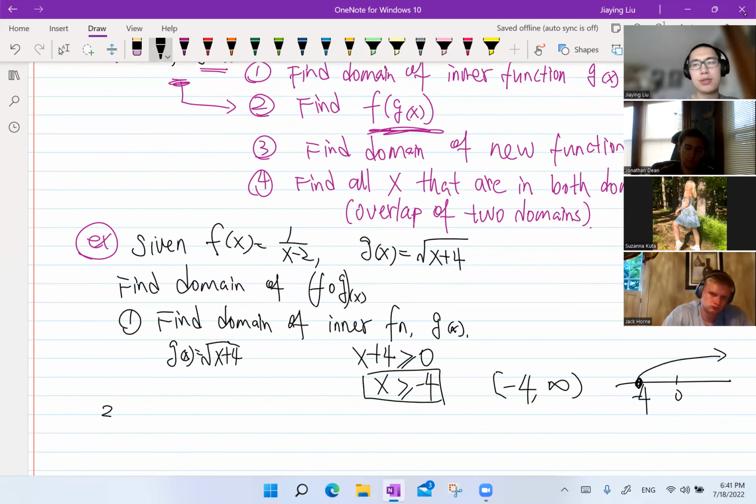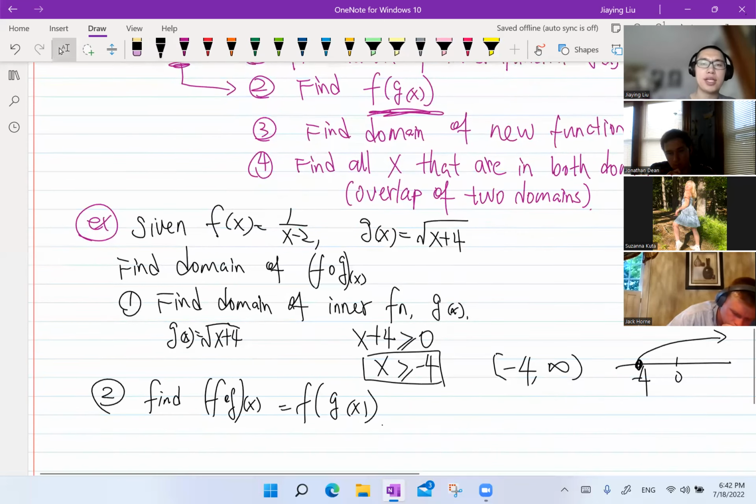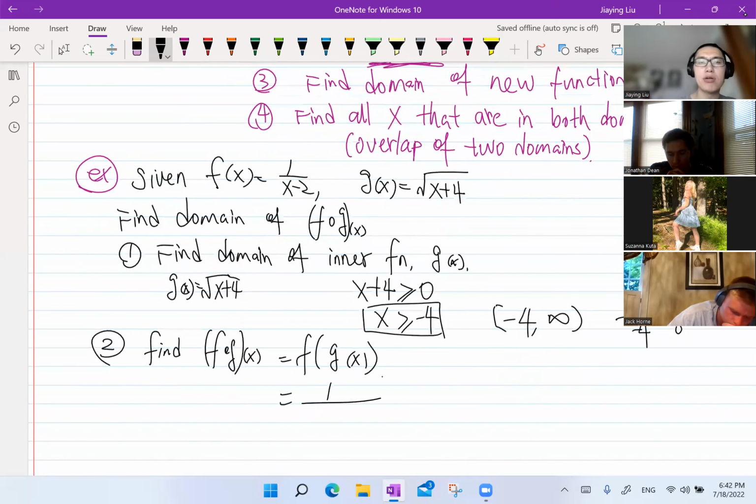And step 2, what we're going to do is actually find the new function. We don't look at the domain of f of x because that's not important at this point. So we're actually going to find the new function, f of g of x. Either notation is fine. That's going to be taking the g function and putting it into the f function. So that's going to be 1 over, the x there becomes square root of x plus 4, and then we still have a minus 2 outside.